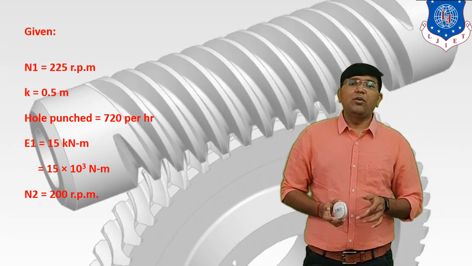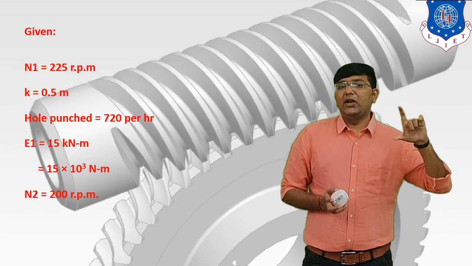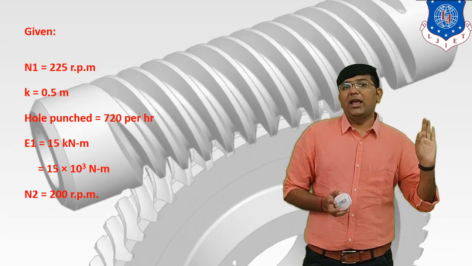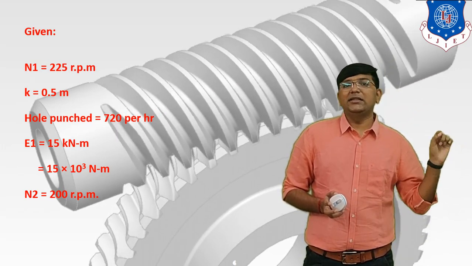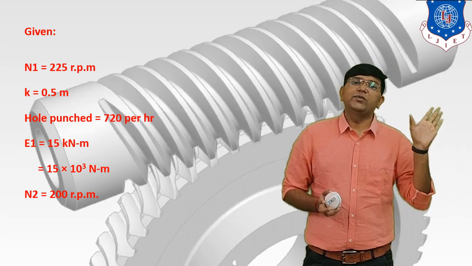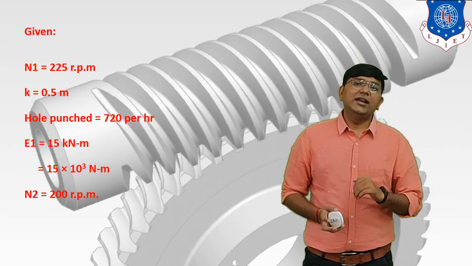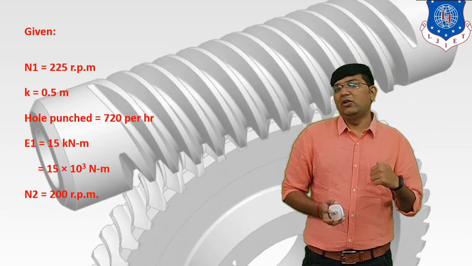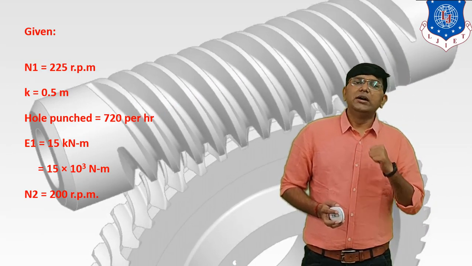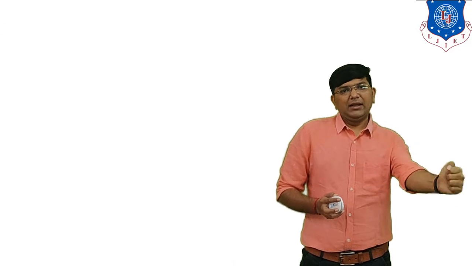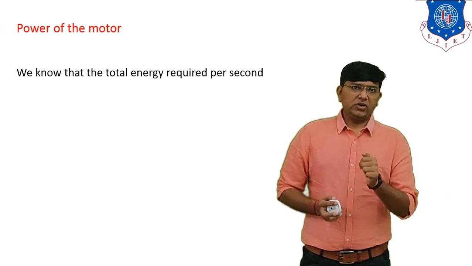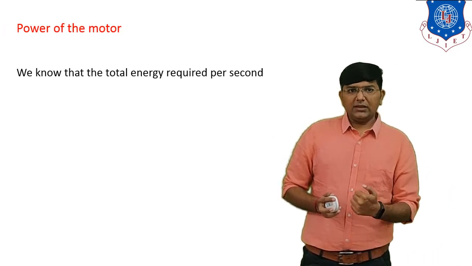Clear? So we have to calculate based on N1 and N2 the capital N. Now capital N indicates the mean speed. It is the average of the maximum speed and minimum speed. So this is the given data. Based on this data we have to calculate the value of power and the value of mass of the flywheel. Clear? Okay, first of all we have to calculate the value of power.